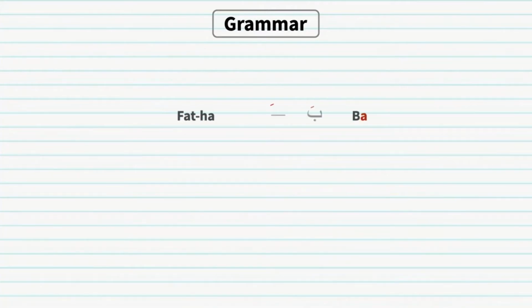Fatha. It adds an a sound to the letter it is added to. For example, ba. Kasra. It adds an e sound to the letter it's added to. For example, bi. Damma. It adds a u sound to the letter.